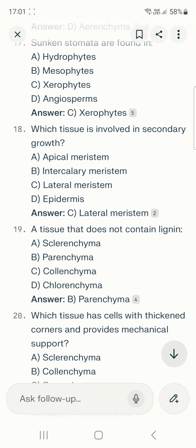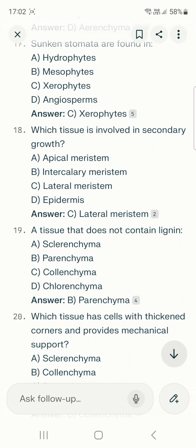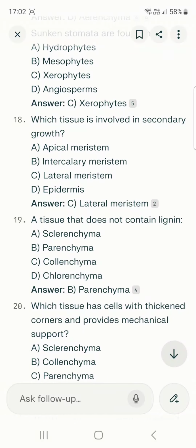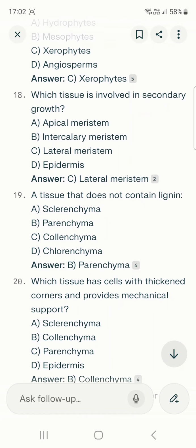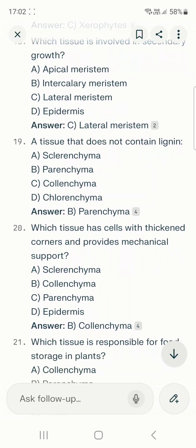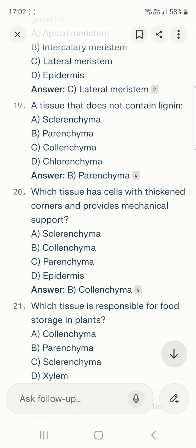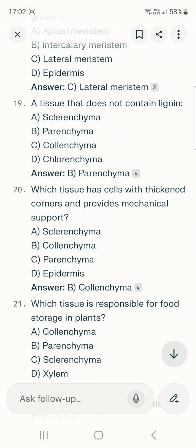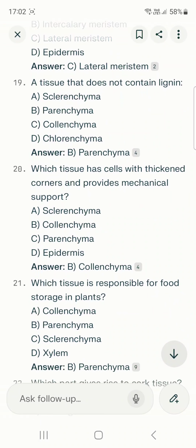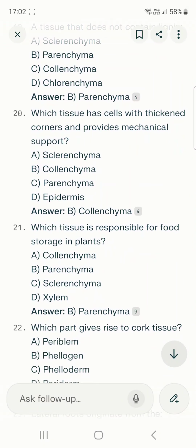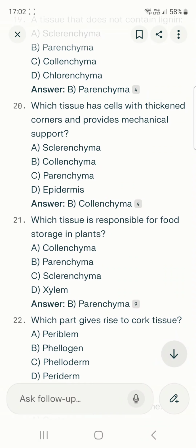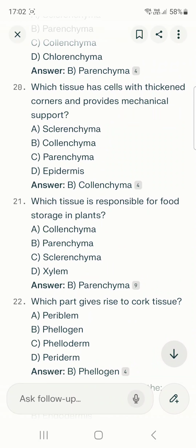Which tissue has cells with thickened corner and provides mechanical support? And the answer is collenchyma. Which tissue is responsible for food storage in plants? And the answer is parenchyma. Which part gives rise to cork tissue? Option C, phelloderm. Option B, phloem.